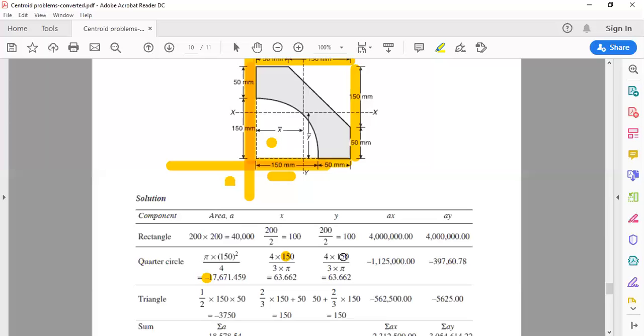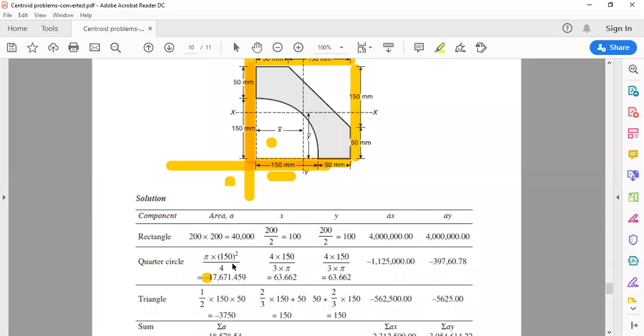So it is written as 4r by 3 pi, where r is 150 again. So it is 4r by 3 pi with a positive sign because it is measured in the positive direction of y. So which is again 63.662.